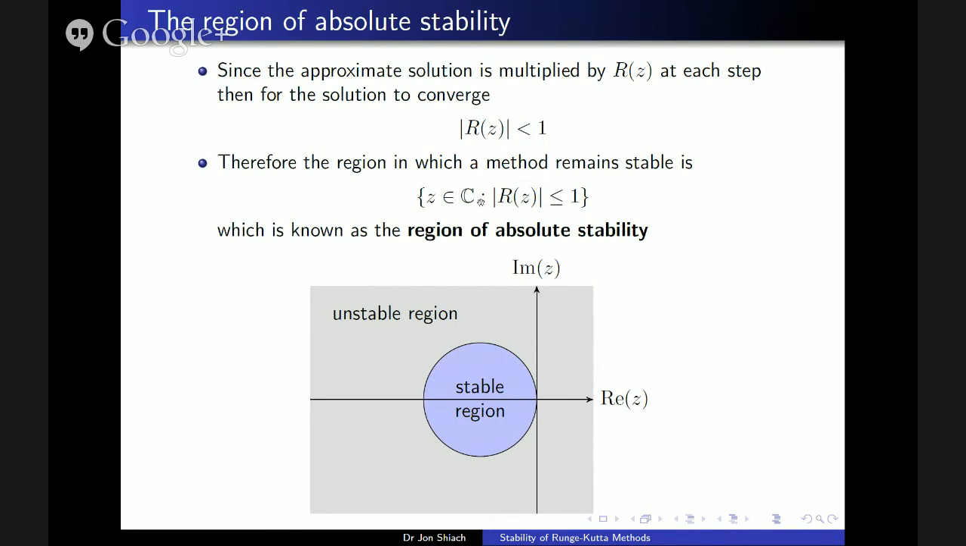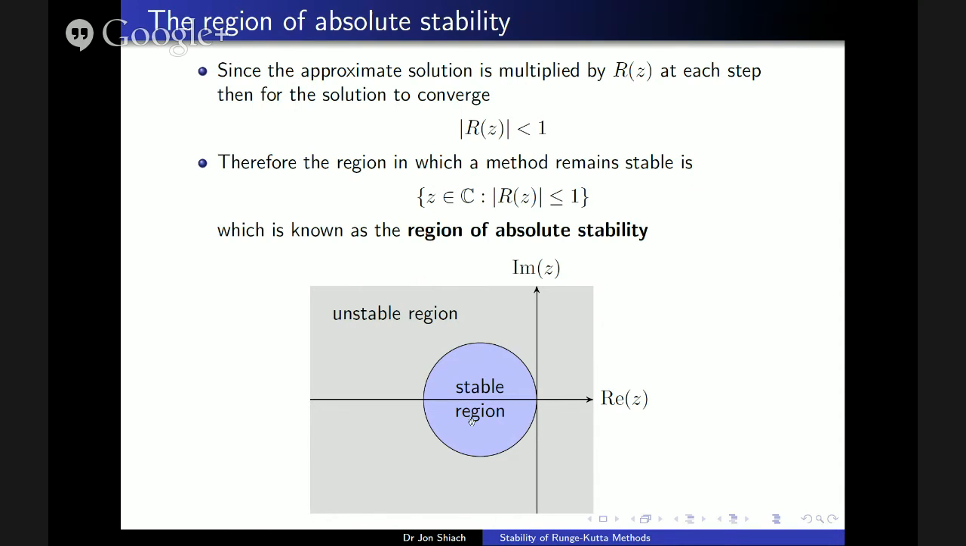So this leads on to the definition of the region of absolute stability, and it's given in set notation. z is some complex number. If the modulus of R(z) is less than or equal to 1, we have the region of absolute stability. So for all z for which this is true, that means z is in the absolute stability region.